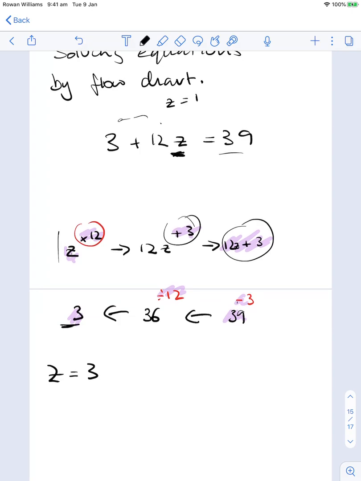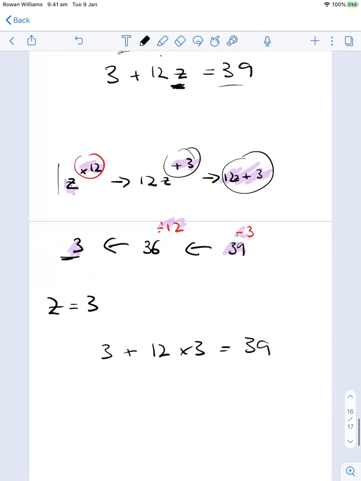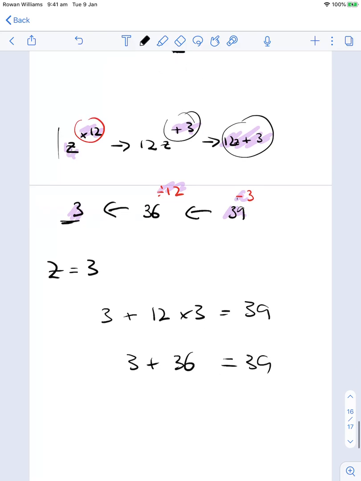So let's put it in our equation and see if it works. 3 plus 12 times 3, does that equal 39? We'll check the left hand side here. I do the 12 times 3 first, which is 36. 3 plus 36 equals 39. And then I join those two parts there. 39 equals 39. It's a true statement. So I can always check that as well.